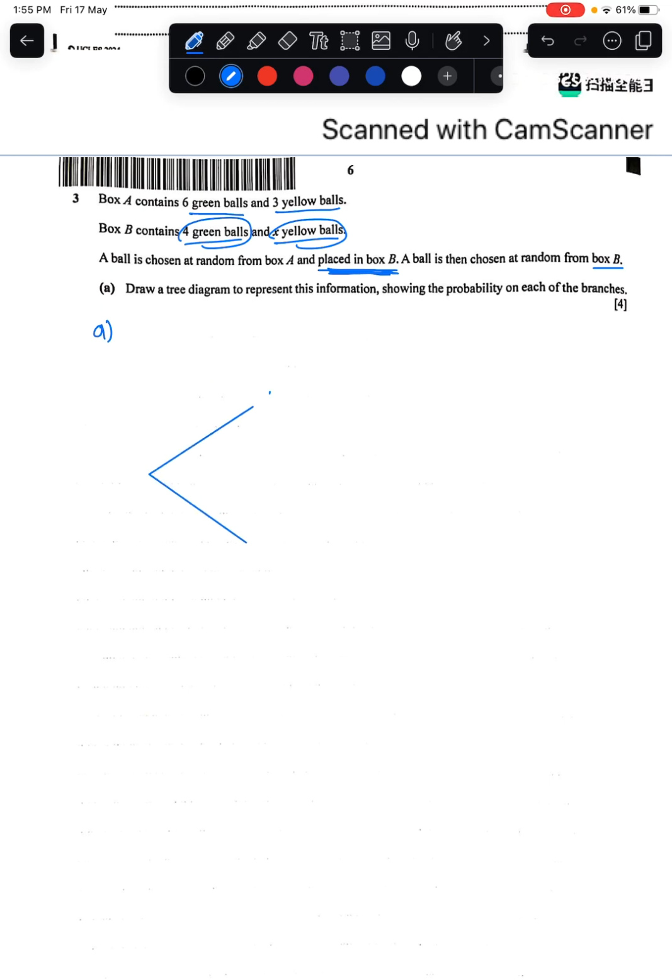So from box A, we can take green or yellow. The total number of balls in box A is 9: 6 green balls and 3 yellow balls. Then we put it into box B. We can also get green or yellow from there. So green or yellow.